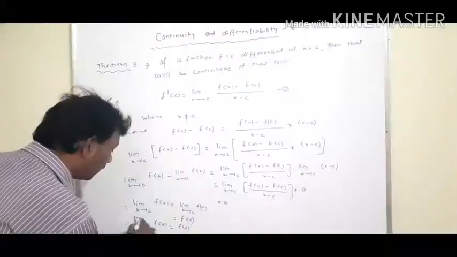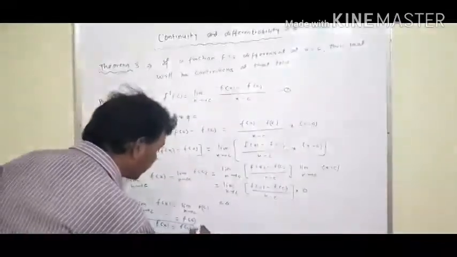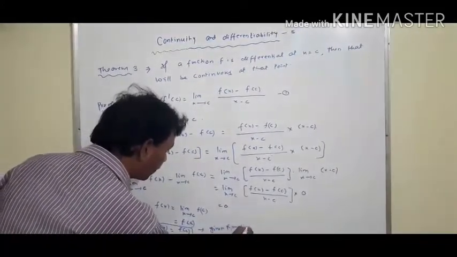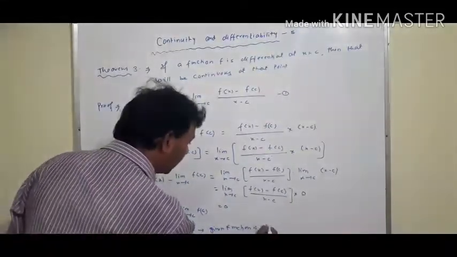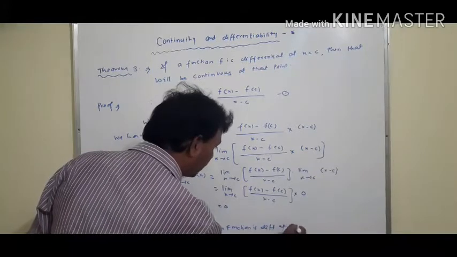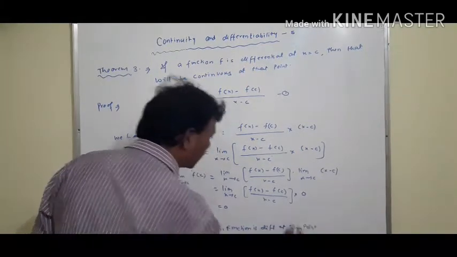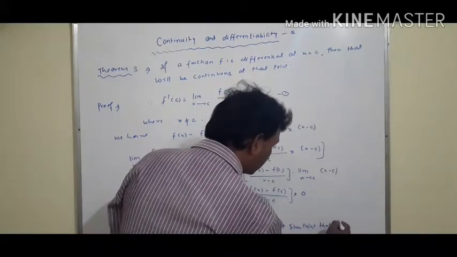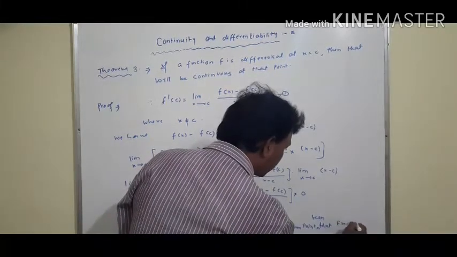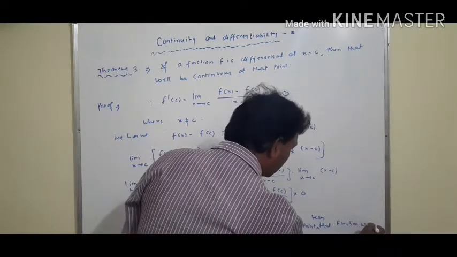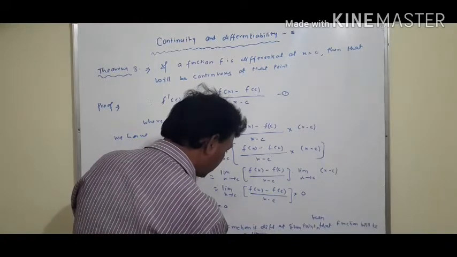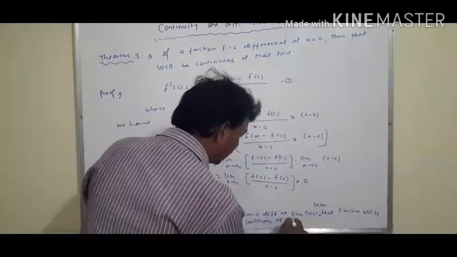So we can say that if the given function is differentiable at a given point, then that function will be continuous at the same point.